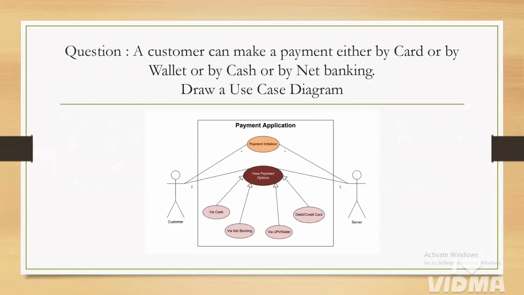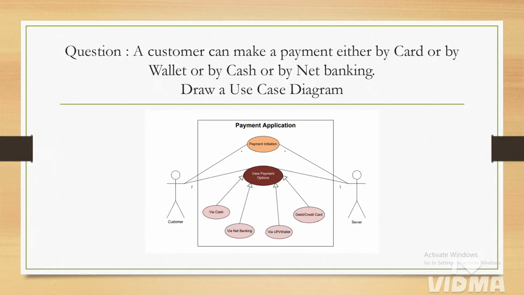And the first question is about a customer who can make a payment either by card, or by cash, or by wallet, or else by net banking. The question is to draw a use case diagram. In Prep 1 Part 2 you got this use case diagram, and in the same way here also we have a use case diagram. So you need to draw it for this payment.